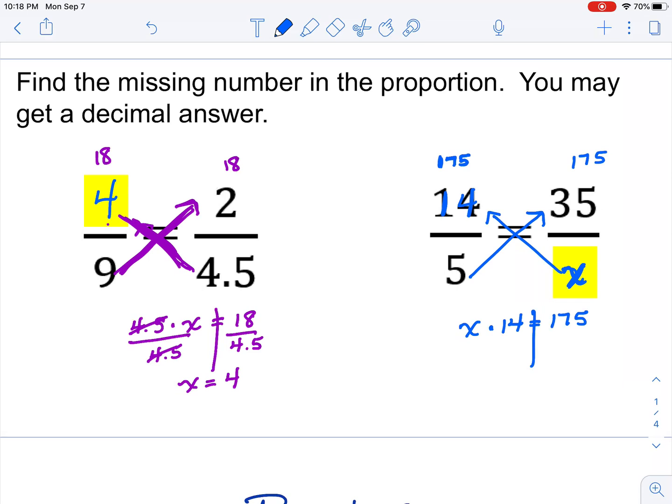So instead of multiplying by 14, I do the opposite and I divide by 14. And those cancel out, get the X by itself. That's why I did it. And whatever I do to one side, I do the other. So I have to divide this by 14. So 175 divided by 14 is 12.5. And we ain't scared of no decimals. So this missing number right here would be 12.5.